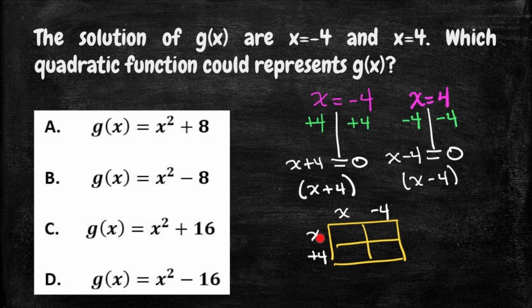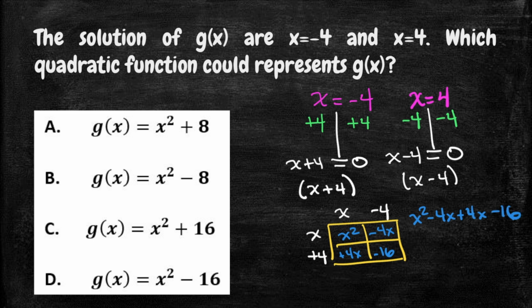Now I just start multiplying. First box, x times x equals x to the second power. Then I have x times -4. That'll be -4x. Next, 4 times x. That is positive 4x. And then at last, I have a 4 times -4. That is -16. All that we have left to do now is to write all of our answers. X to the second power minus 4x plus 4x minus 16.